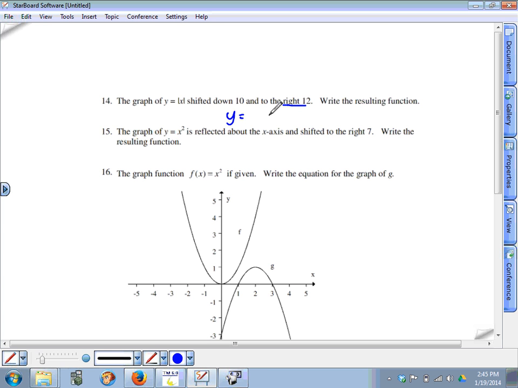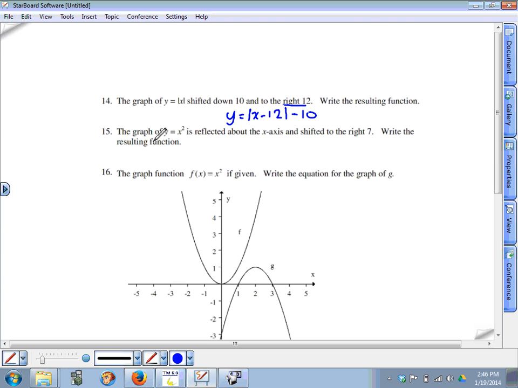Since it's moving left or right, it's affecting the x values. That means it needs to be inside of the function. It's going to be minus 12. Remember, since it's inside the function, it has the opposite effect of what you'd think. Moving to the right 12 is subtract 12 inside. And then shifting down 10 is minus 10 on the outside.